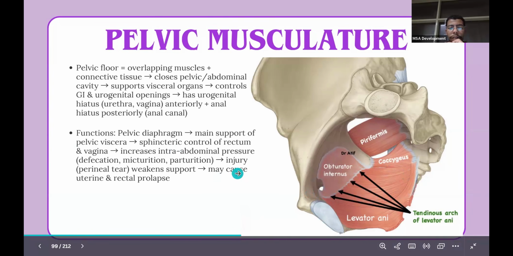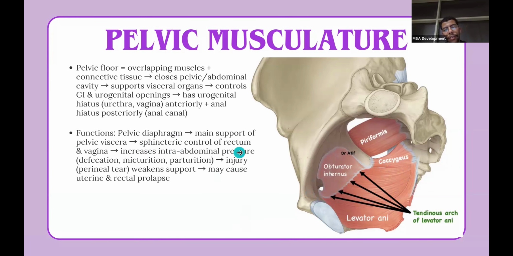Now here I have the functions written for the pelvic diaphragm or the pelvic musculature, which is basically to support the pelvic viscera. We also have the sphincteric control. So in order for you to hold in your number one, number two, and to not have urinary and fecal incontinence, you need these muscles, and they can also withstand increased intra-abdominal pressures. So when you strain, for example, your pelvic organs don't just fall because of these muscles.